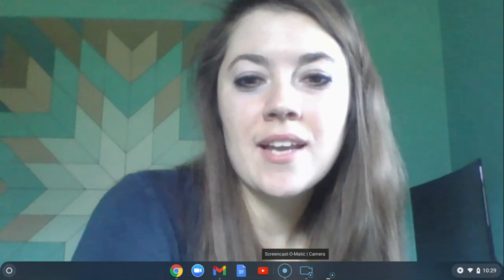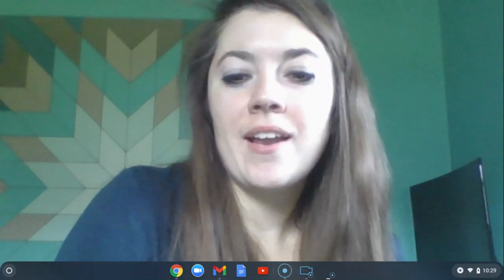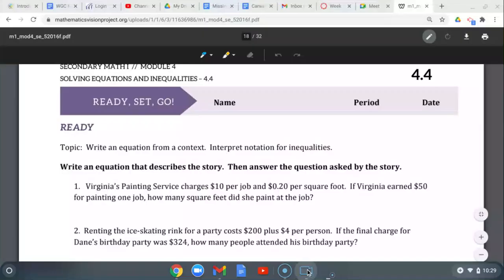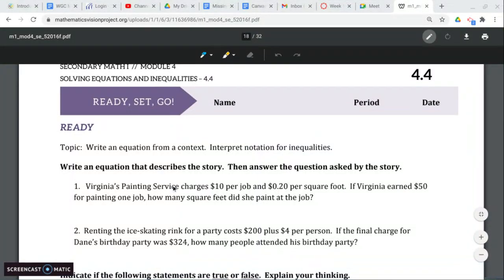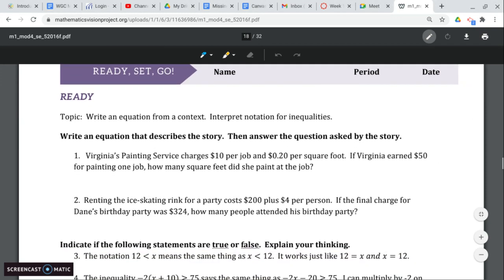Back. So what we're looking at today is 4.4, greater than. So let's go ahead and jump right in. For this first part, we want to write an equation that describes the story, then answer the question asked by the story. Virginia's painting service charges $10 per job and 20 cents per square foot. If Virginia earned $50 for painting one job, how many square feet did she paint at the job?